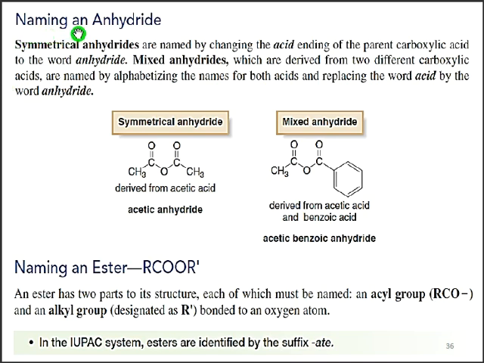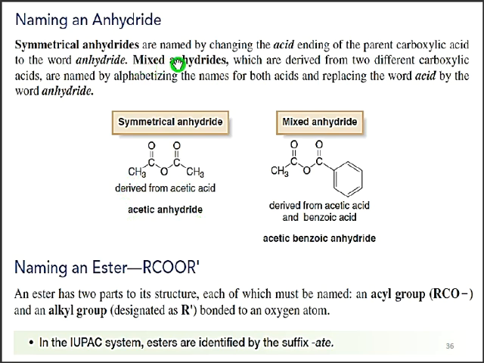Naming of anhydride. Symmetrical anhydrides are named by changing the acid ending of the parent carboxylic acid to the word anhydride. Look, this part is derived from acetic acid, and this is the same for this part. For this it will be acetic, not acid, acetic anhydride.